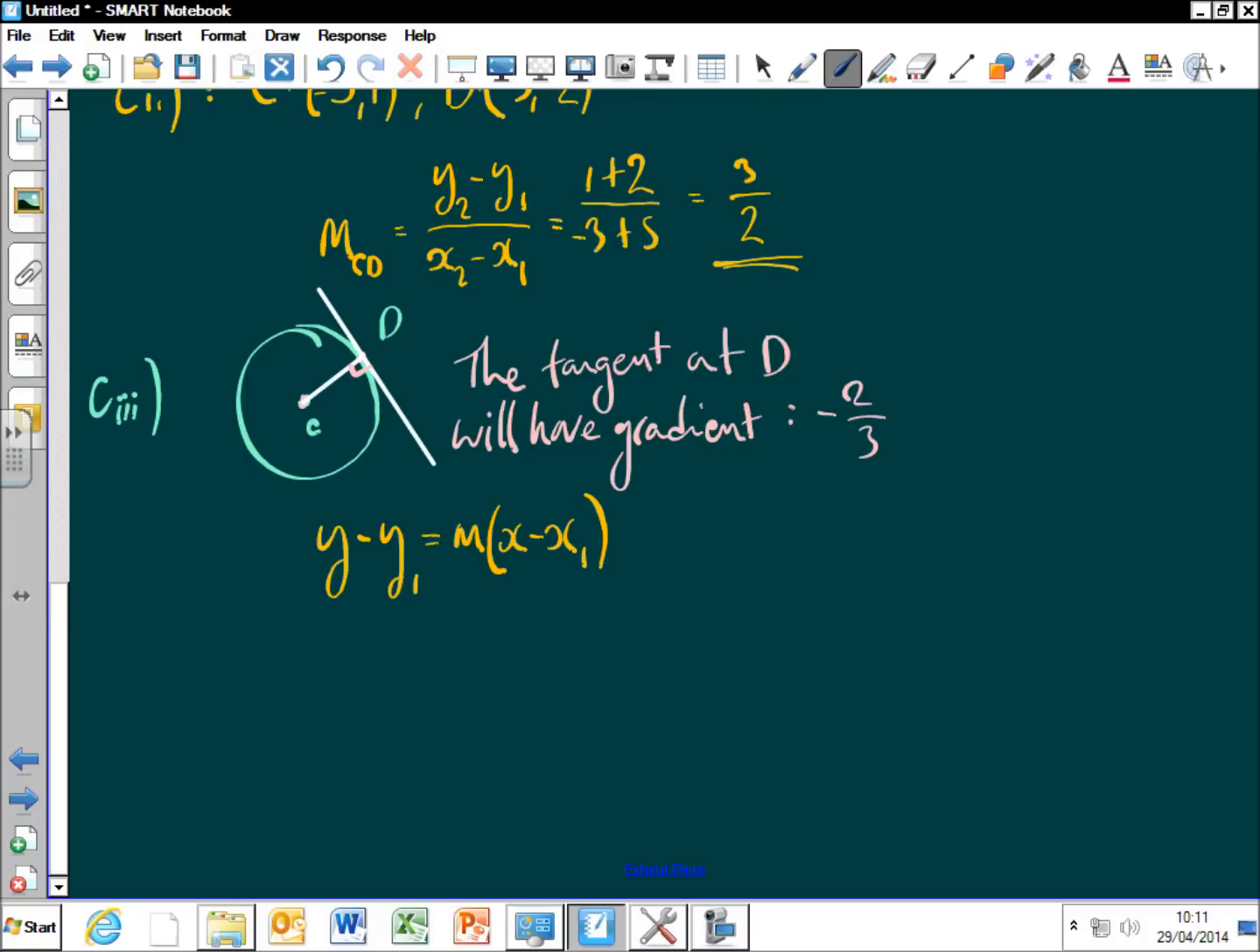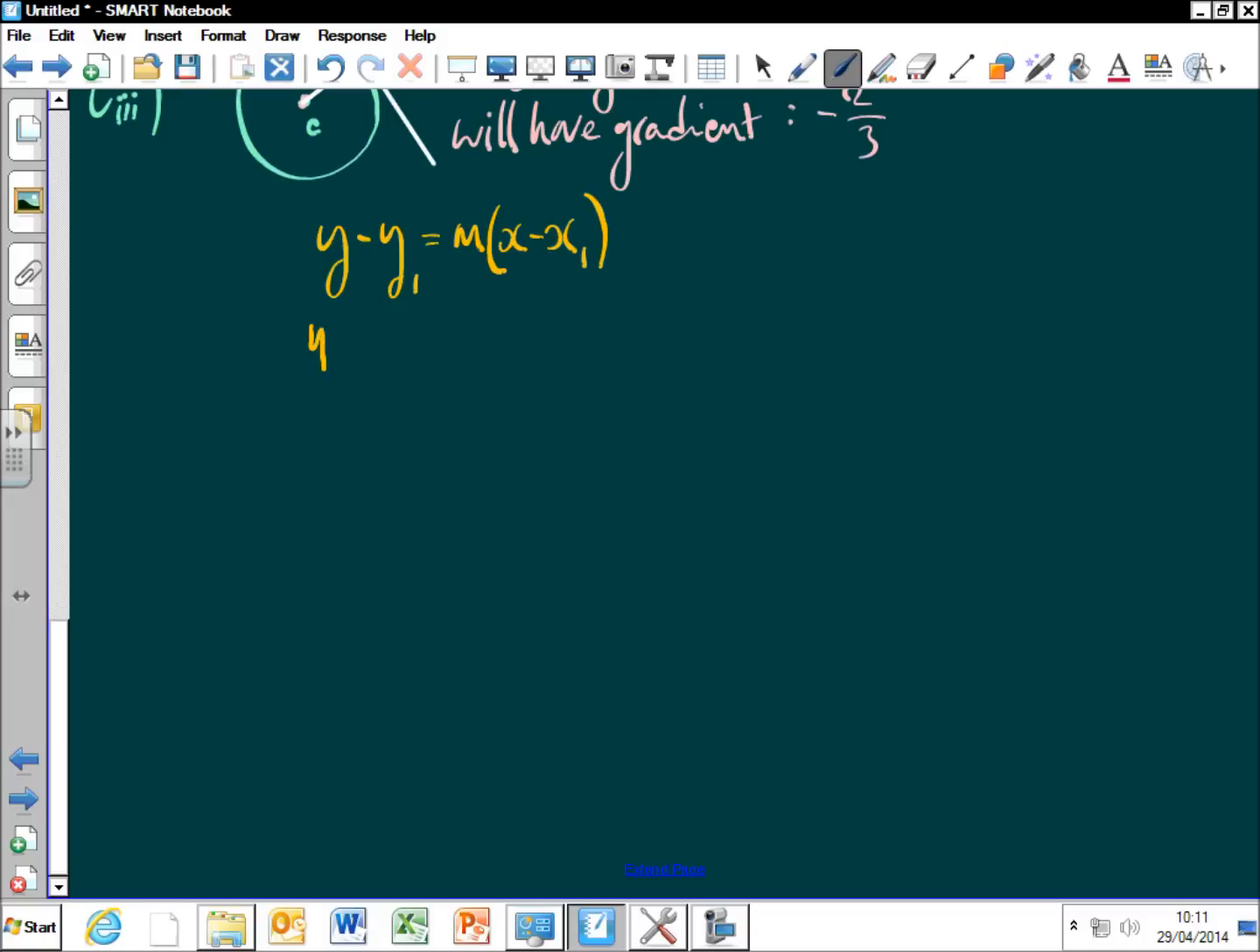Okay. And we're going to sub in the values. y minus y1, well, it's point D. Let's just make a note of that over here. It's going through point D, which was (-5, -2). So this is going to be y plus 2 is equal to the gradient -2 over 3, x take away -5, so that's +5.